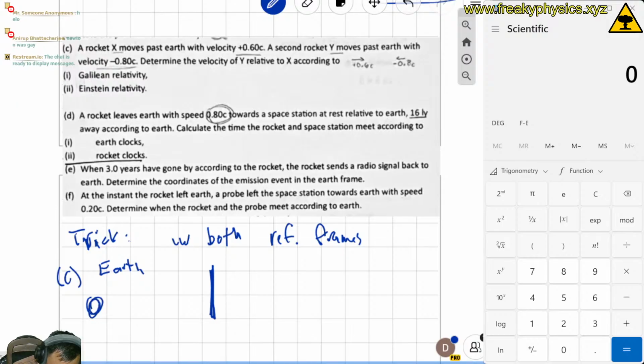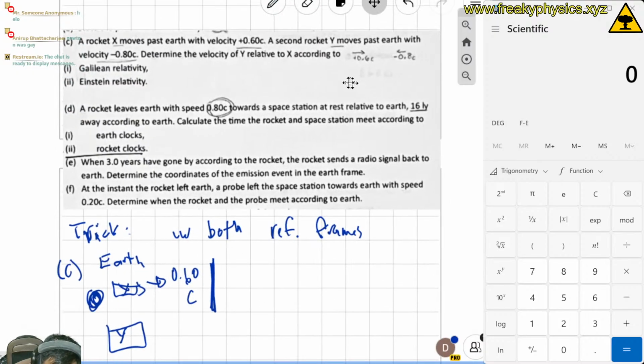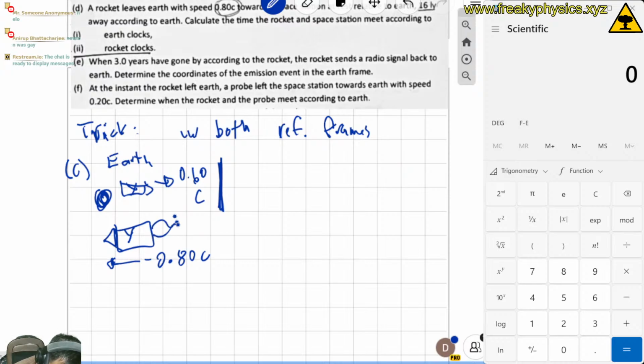According to the Earth, that's us, it's stationary. The rocket is moving past the Earth. I'm just going to draw the rocket like so, moving that way, with a velocity of 0.6 c. Now we're going to look at the second rocket. Let's label this rocket X and this other rocket Y. According to the problem, Y is moving at negative 0.8 c, so it's going to move this way. Let's put the flame.